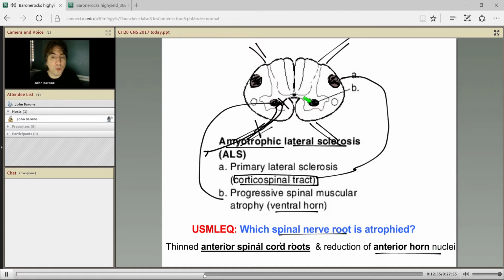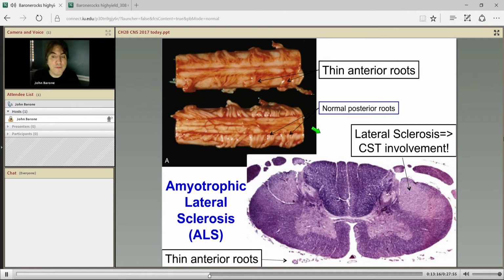So I think that's important because I think students are going to memorize Lou Gehrig's: anterior horn, ventral horn. Then when they ask, which root? Students are like, I don't know. Come on, dorsal is sensory, ventral is your motor. That's where the motor neuron axons are. So that's what's going to atrophy. It's going to be the ventral horn and the ventral root.